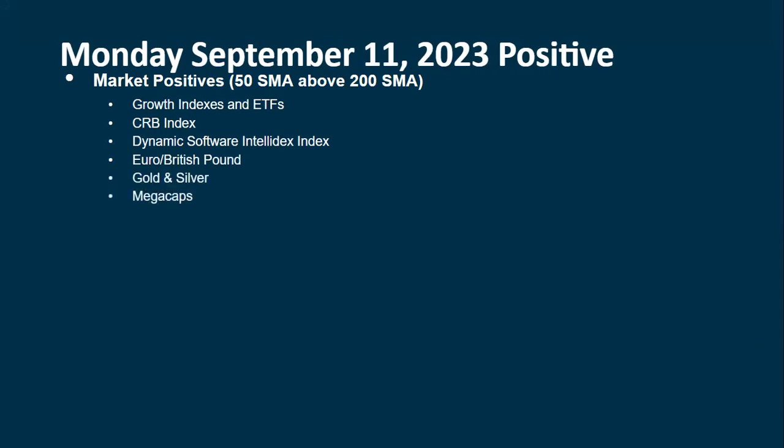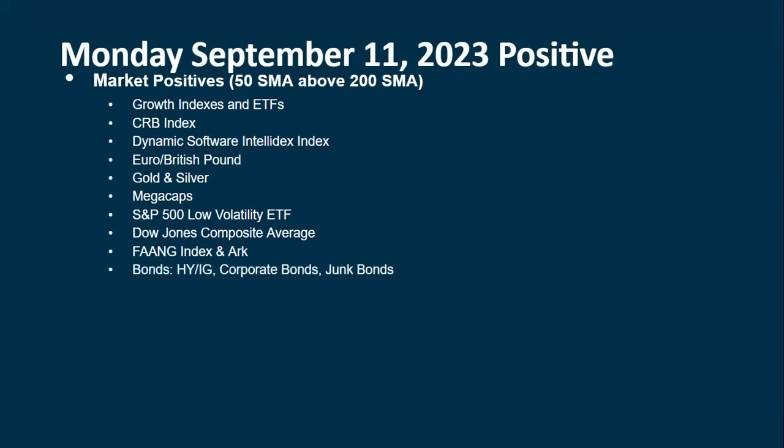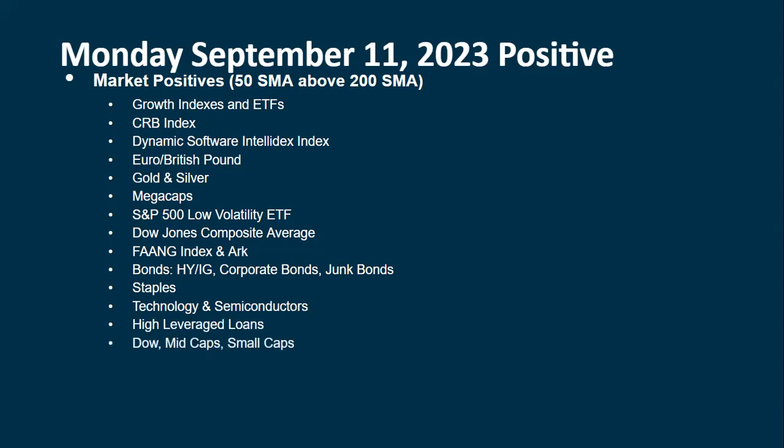gold and silver, the mega caps, the S&P low volatility ETF, the Dow Jones Composite Average, the FANG index, as well as ARC, and then bonds, the high yield and investment grade bonds, corporate bonds and junk bonds, staples, tech and the semiconductors, high leverage loans, the Dow mid caps and small caps.